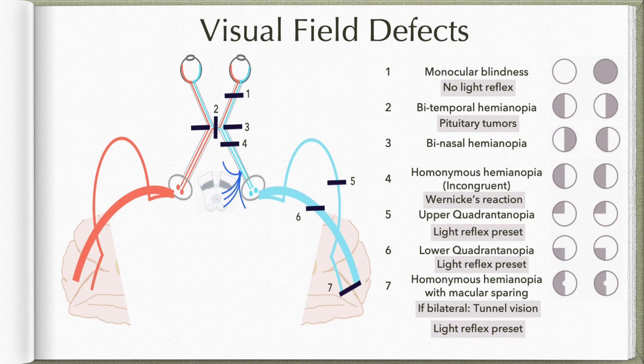In an event when bilateral visual cortices are affected, then only the macular area will be spared on both sides. So that will result in tunnel vision. So only the central part of the field will be intact. The entire periphery will be absent. That is called tunnel vision. Even in this case, light reflex will be present. So these are the various visual field defects.